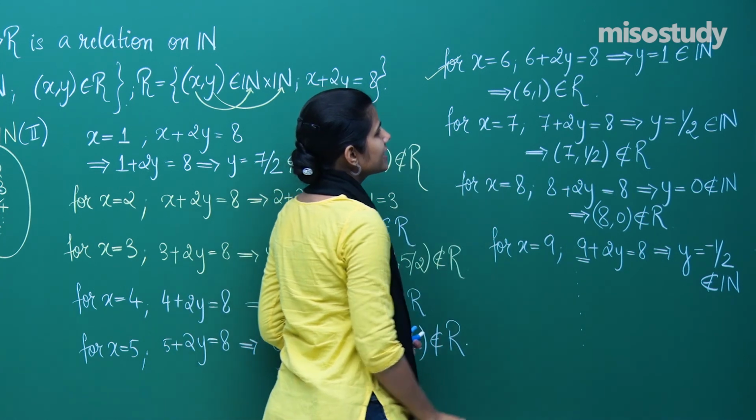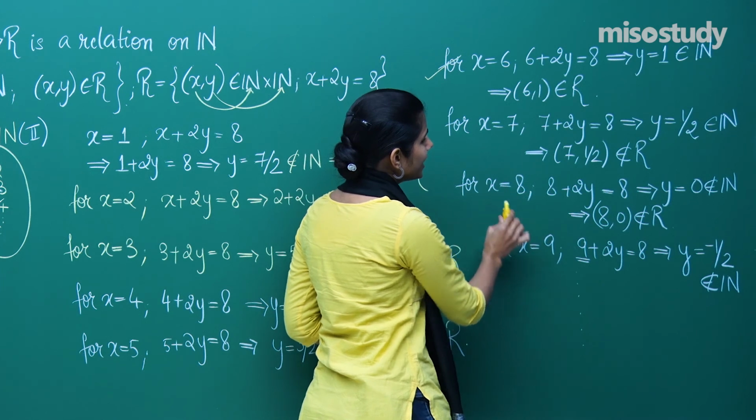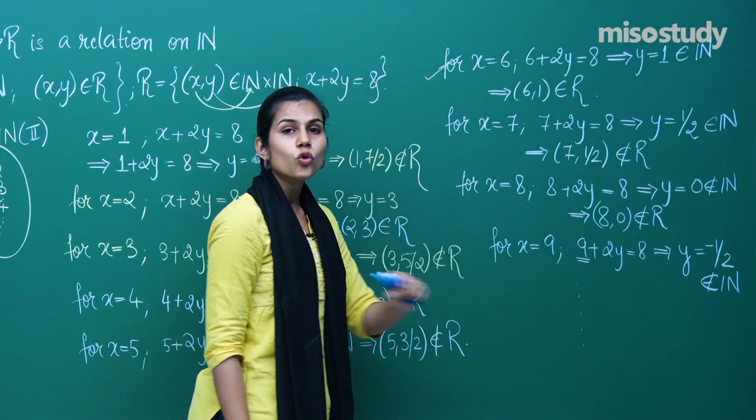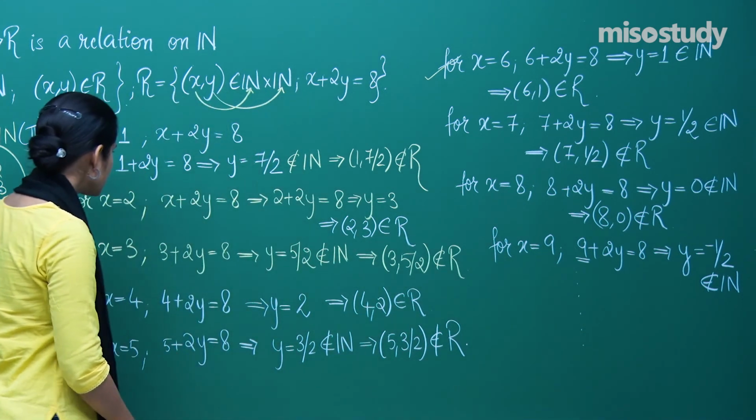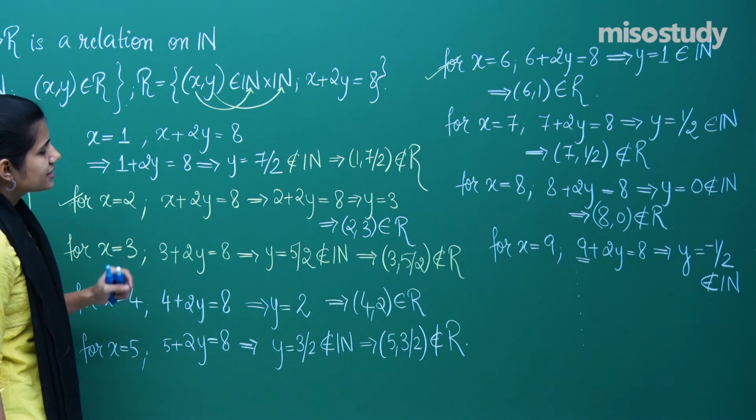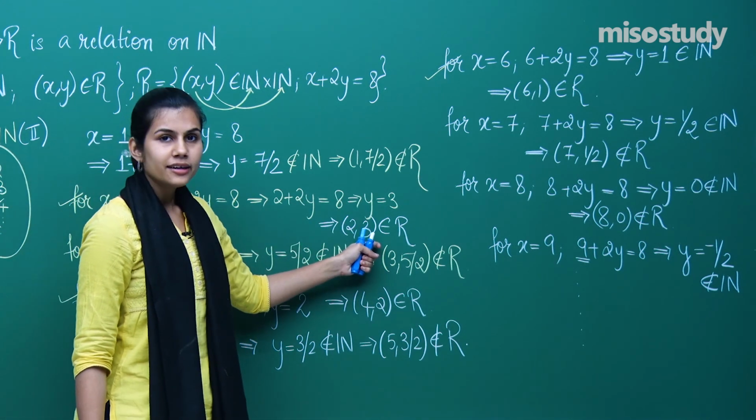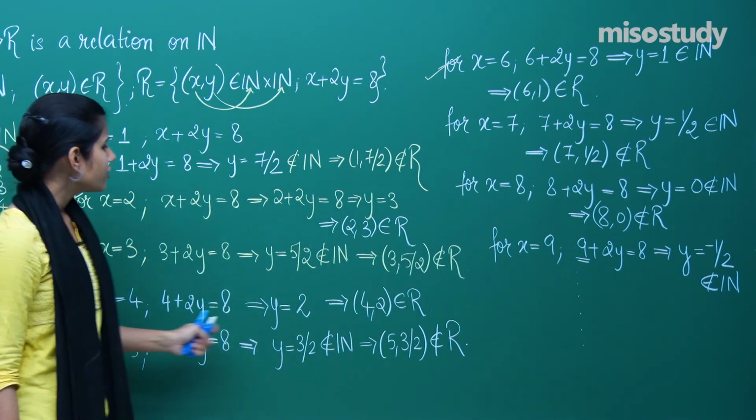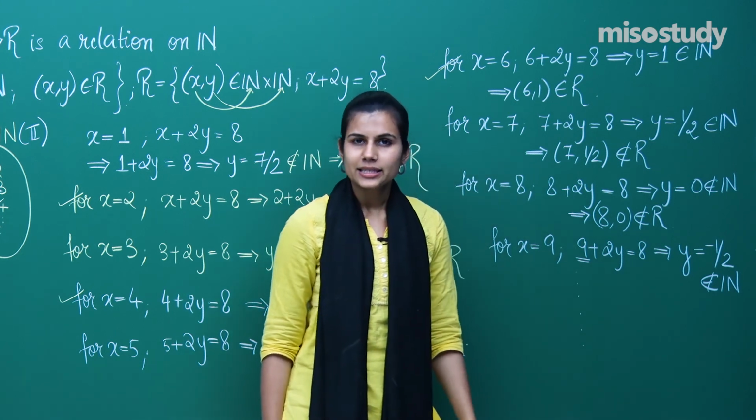For x equals 6, we got 1 such that 6 comma 1 is in R. For 7, for 8, for 9 and so on, there are no natural numbers to which they are related. And we got answers for 4, for 2, and that's it. So we got that 2 is related to 3, yes. We got 4 is related to 2, yes. And we got 6 is related to 1, that's it.